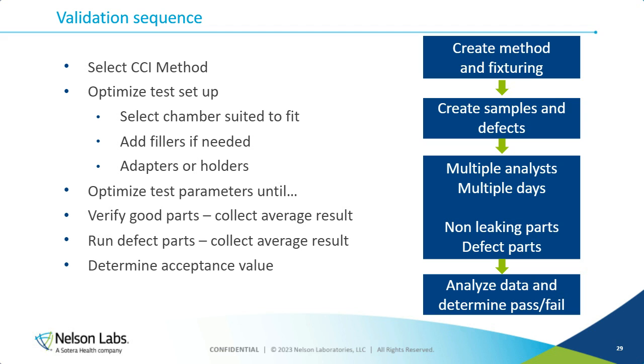And so I have that same exact defect with the sample, and I can get a really good average value that way. If you were using another method that didn't have an internal defect, then you would need to create some kind of uniform defect parts so that you could get that average result for what a defect of a known size would look like. You're going to want to do this with multiple analysts over multiple days.